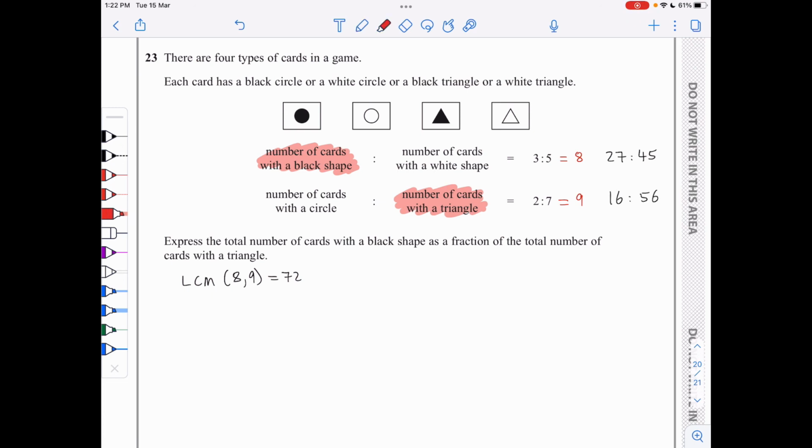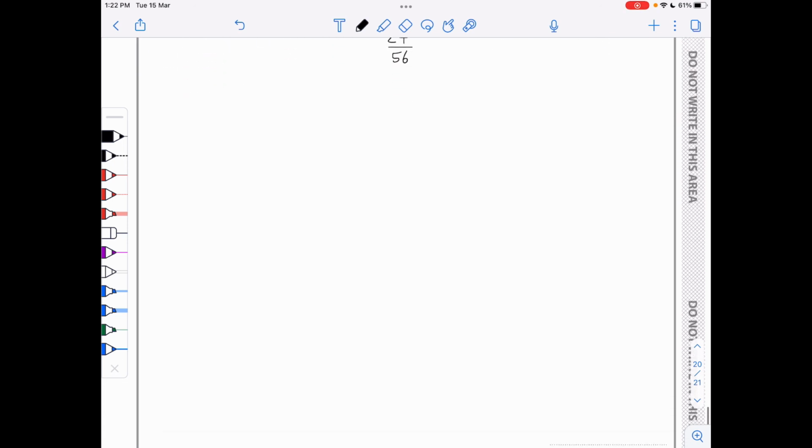So the number of cards with a black shape to the number of cards with a triangle is 27 to 56, and therefore the fraction that we want to find is 27 over 56. So this question was about you determining that you had to work with the LCM and then just making the ratios add up to the same number. So it's 27 out of 56.